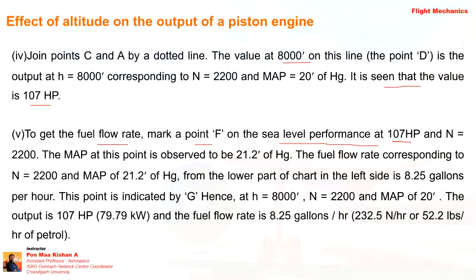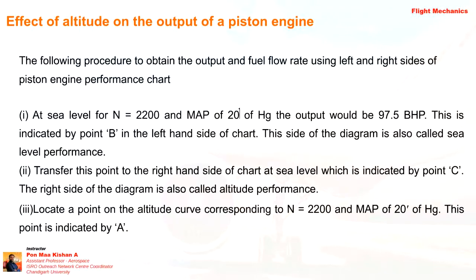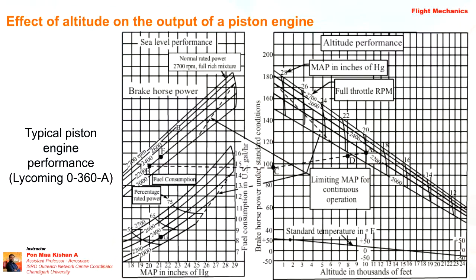Okay, so let's get back to the chart again. Right. So now I am going to draw a perpendicular line from D and I am extending it to the sea level. See, I don't have a proper stylus, so my line is not going straight. So I request you to adjust and try to understand what I am expressing from here. So now I am extending towards my RPM 2200 curve.